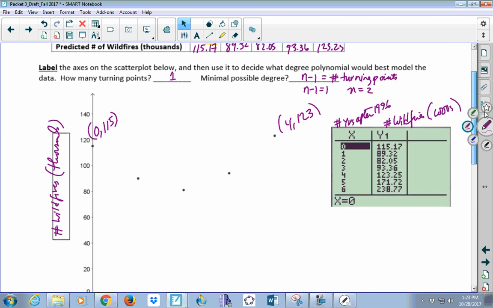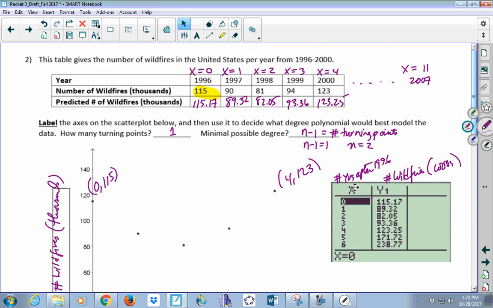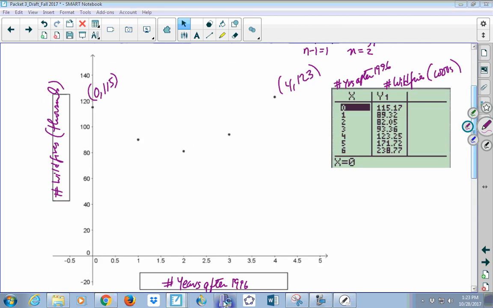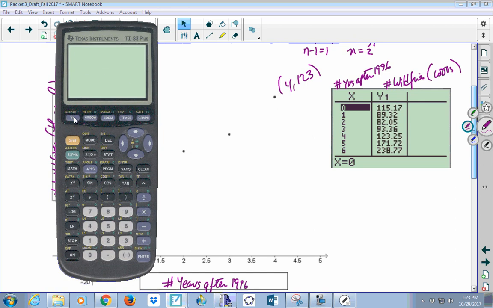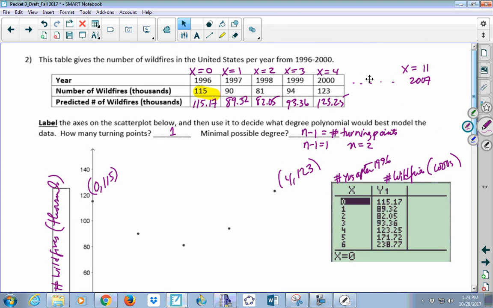And this is always a tough question, especially for people that are learning. If we use this model and we even want to go out to the year right now, which is 2017, so that would be 21 years. I hope I still have this in my calculator. Yep, I think I do. I don't have the equation, but if we went out 21 years, this may be off the charts in terms of the number of wildfires. It's just going to get bigger and bigger and bigger quickly here.